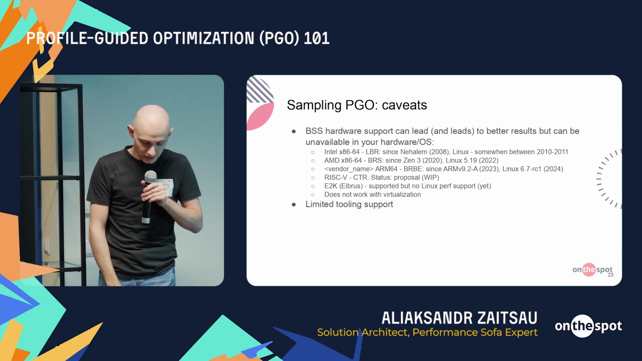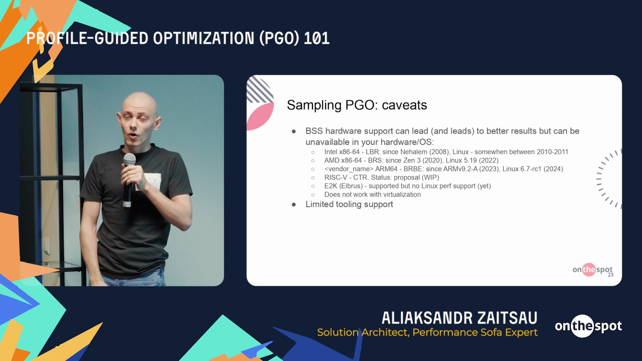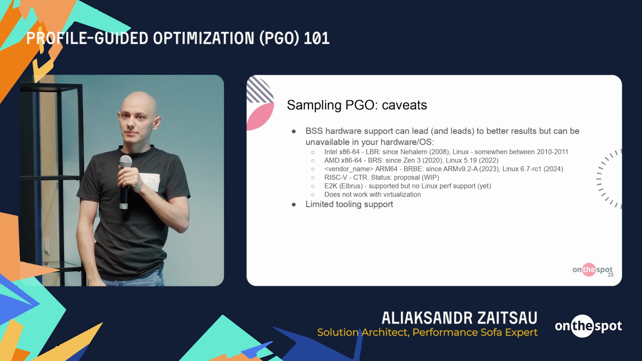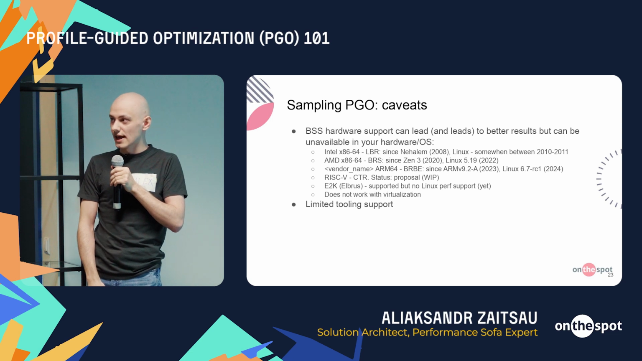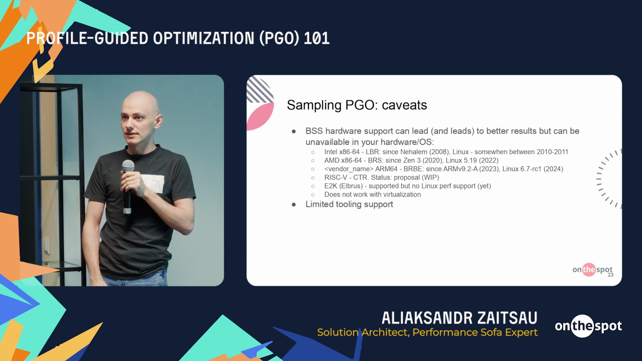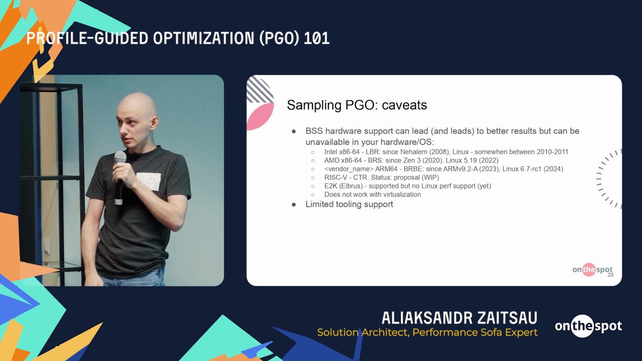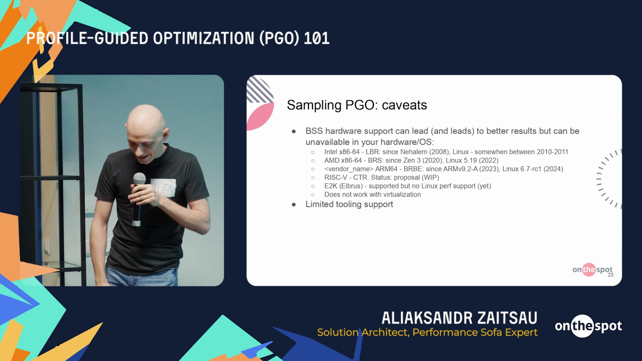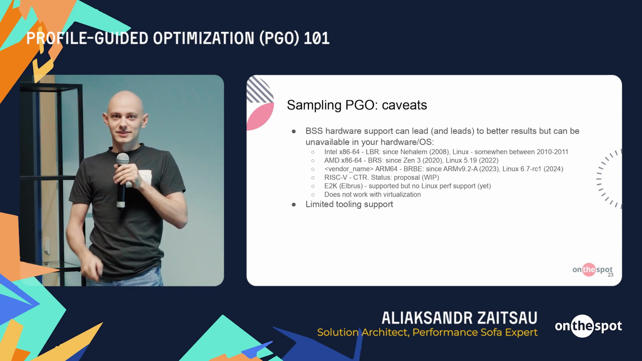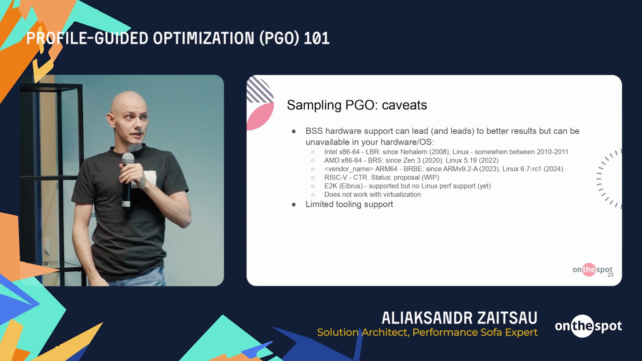The second limitation is limited tooling support, because actually only Google cares about sampling PGO nowadays, and Google has a specific way of implementing different tooling. Google tools work great only internally at Google. And they don't care much about the rest of the world. They try, but actually not as hard as we want.